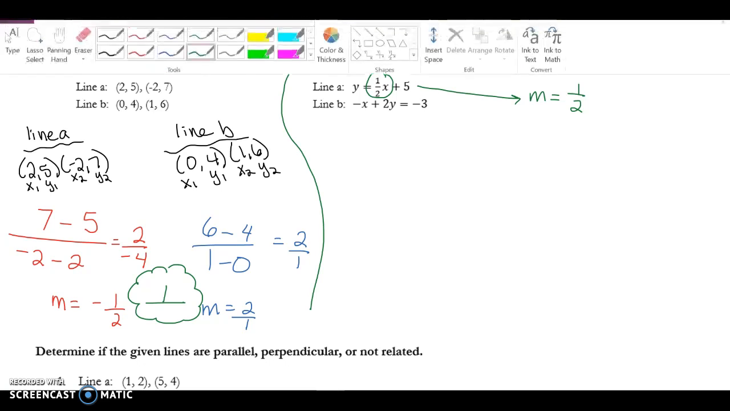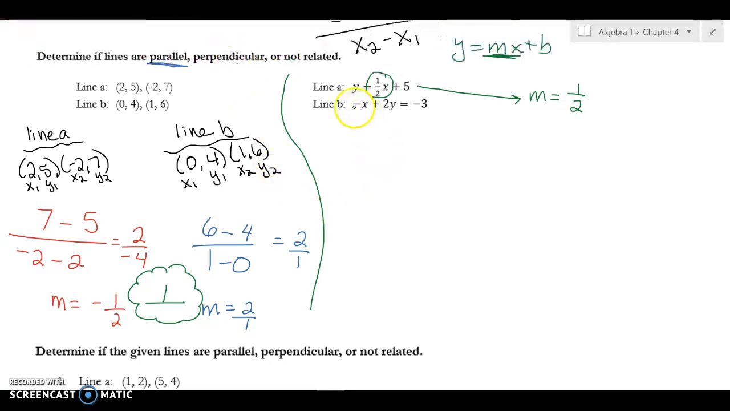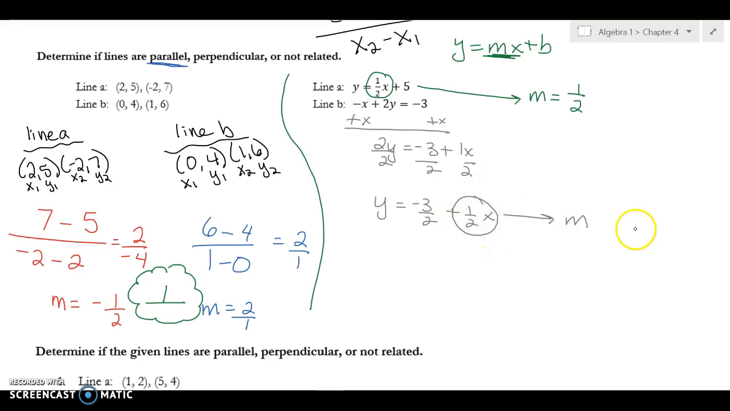On the second one, I have to do a little bit more work because I have to get y by itself. Remember, you would add x to both sides. So I get 2y is equal to negative 3 plus 1x. Now I divide everything by 2, and I get negative 3 over 2 plus 1/2 x. My m is attached to the x, so my m is 1/2. Those two things are the same, so they're parallel. I'll write that word too so that you can see.